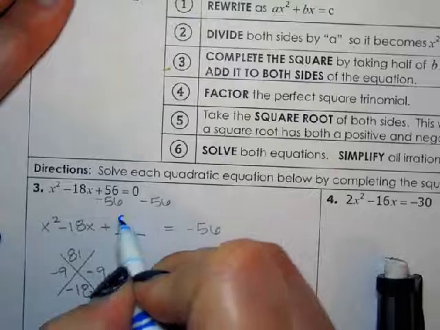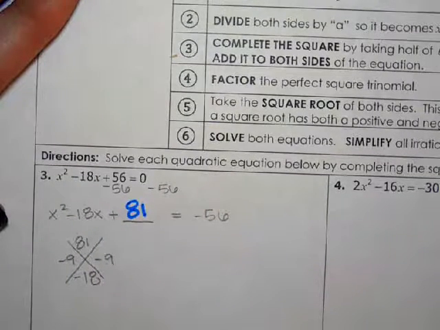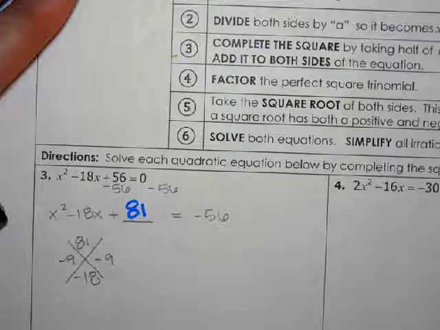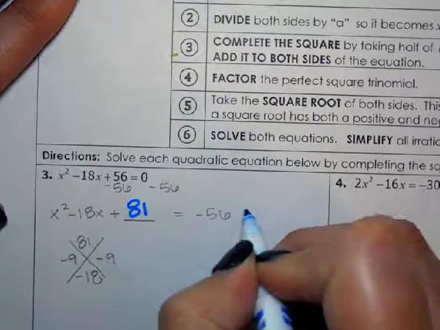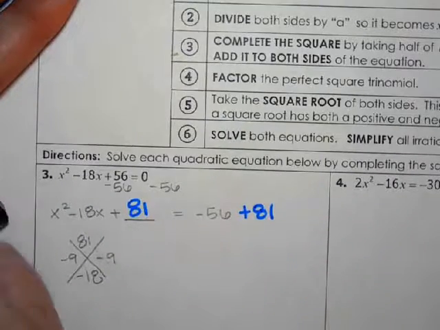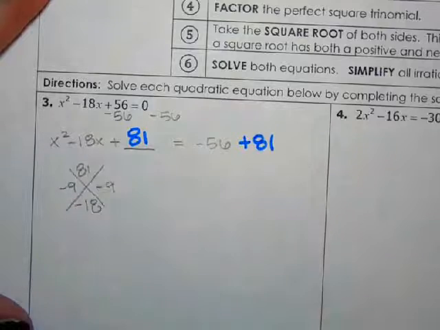Well, I can't just put an 81 on the left side of the equation and say, oh, I added 81 to the left side, because now the equation is lopsided. The left side is 81 bigger than the right side. So if I added 81 to the left side, what should I do to the right side? I should add 81 over there as well. Okay, all right, so now that I added 81 to both sides, I'm keeping my equation balanced.